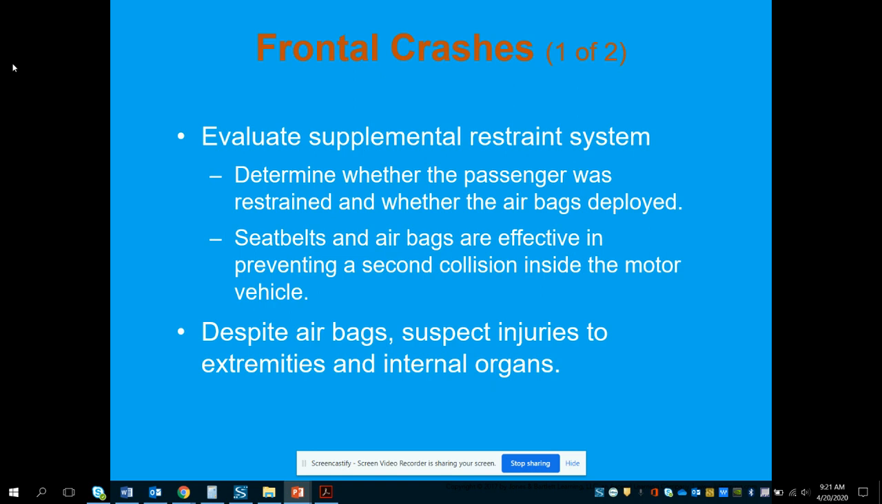So you want to evaluate the supplemental restraint system. We're going to determine whether the patient was wearing a seatbelt, whether it was adequately secured, whether there was airbag deployment. These are some of the most effective things in preventing that second collision from inside of the motor vehicle, but they can be just as dangerous. Airbags and seatbelts certainly have their place for safety, but think about injuries that can come from those things as well.